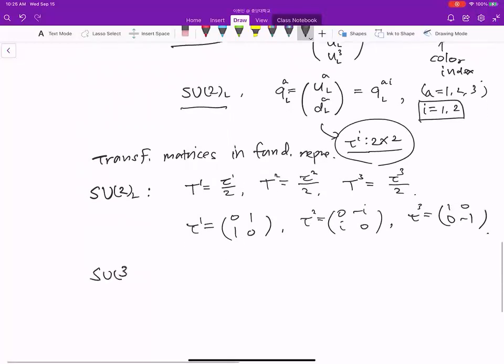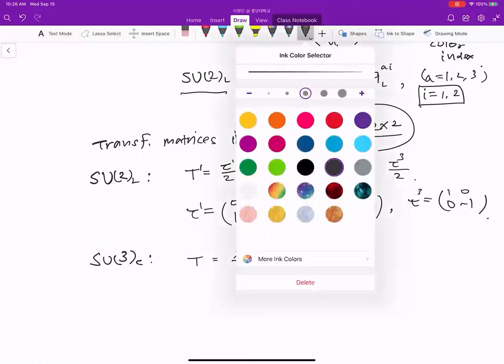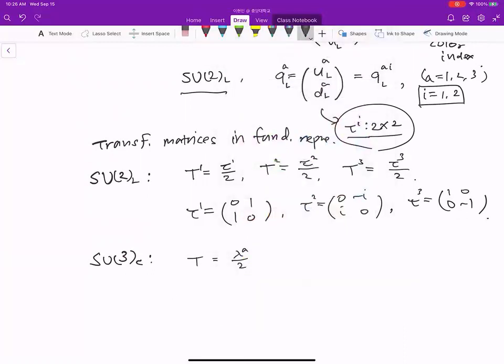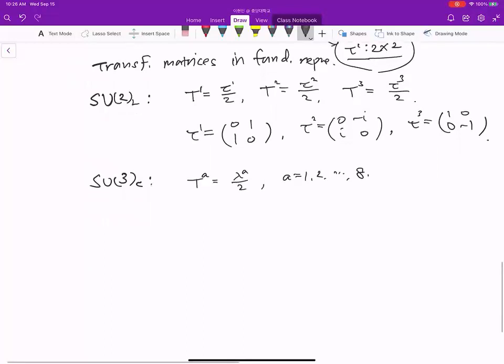So in the case of SU(3), now the fundamental. Fundamental in the sense that you are considering a field transforming as the fundamental representation, like quarks. So let me put the index, I put the label A instead of I. There are 8 of them, and those are the Gell-Mann matrices, as I said. There are 8 of them, and you can find the explicit form of the matrices in the textbook.